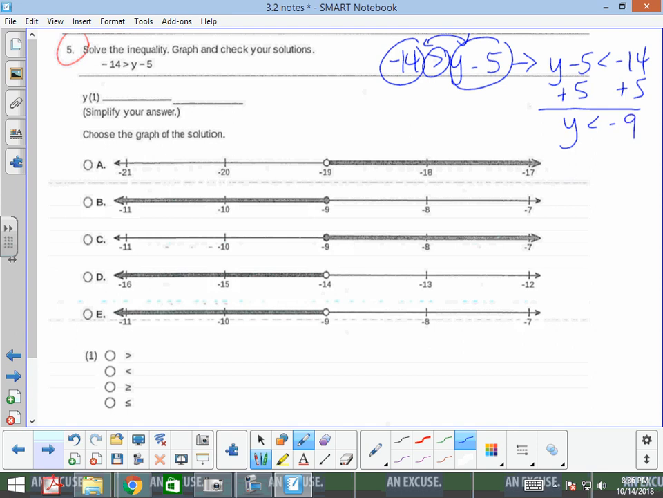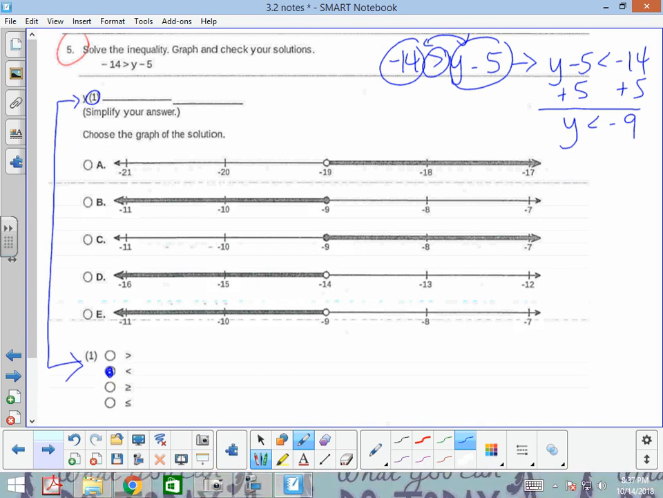So right here, whenever you're doing the homework on the computer, this one right here is actually going to be a pull down menu. So when you pull down, you're going to get these choices down here. Make sure we pick the less than, and then we're going to type -9. After you do that and you check your answer, then you'll have a graph that you'll choose from, and this one's going to be E. Okay, it's less than, not equal to, so it's a hole, not included, and it's going to the left.